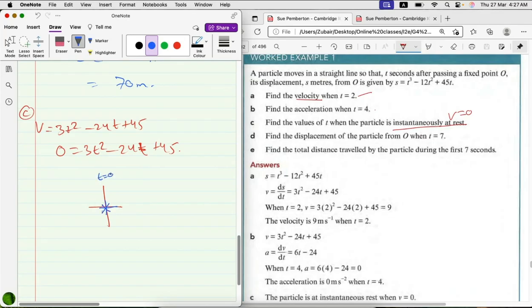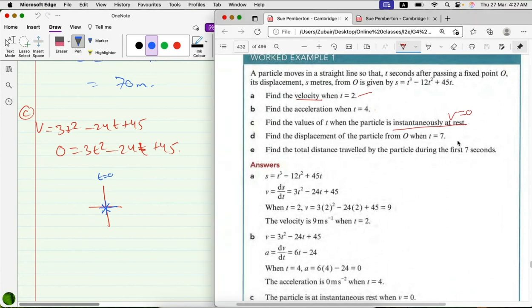So at time t is equal to 0, it is at mean position. And you just found out t is equal to 3 and 5. At 3 and 5, the particle is at rest. That means the particle is changing direction at time 3 and 5.